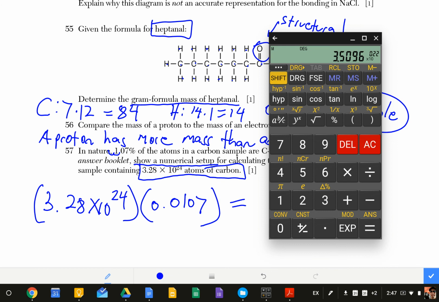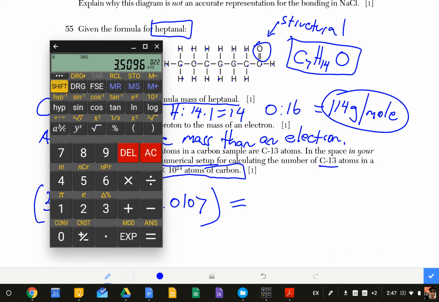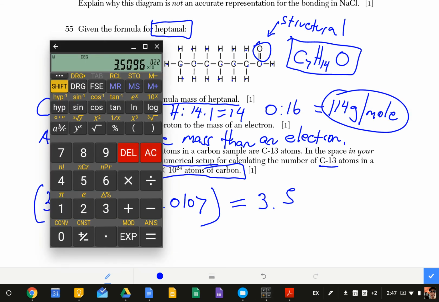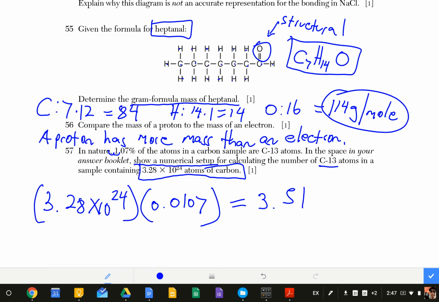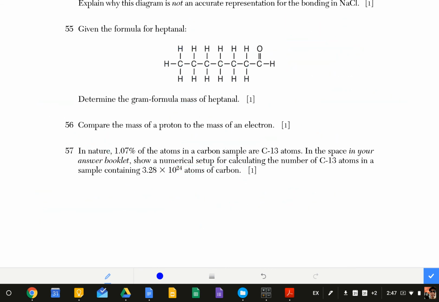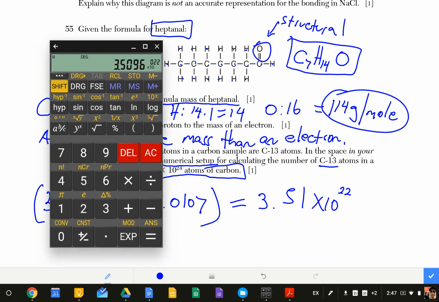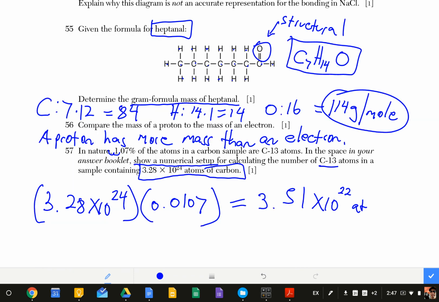Okay, so then there are 3.5. I'll just round it. 3.51 times 10 to the 22nd atoms. That's it. Cool. That should be good. 3.28 times 10 to the 24th times 0.0107. Yep. There you go.